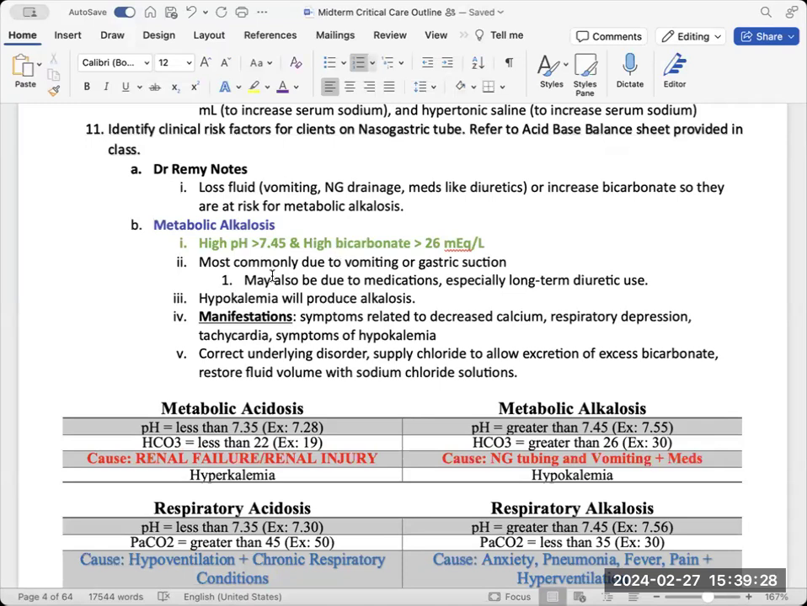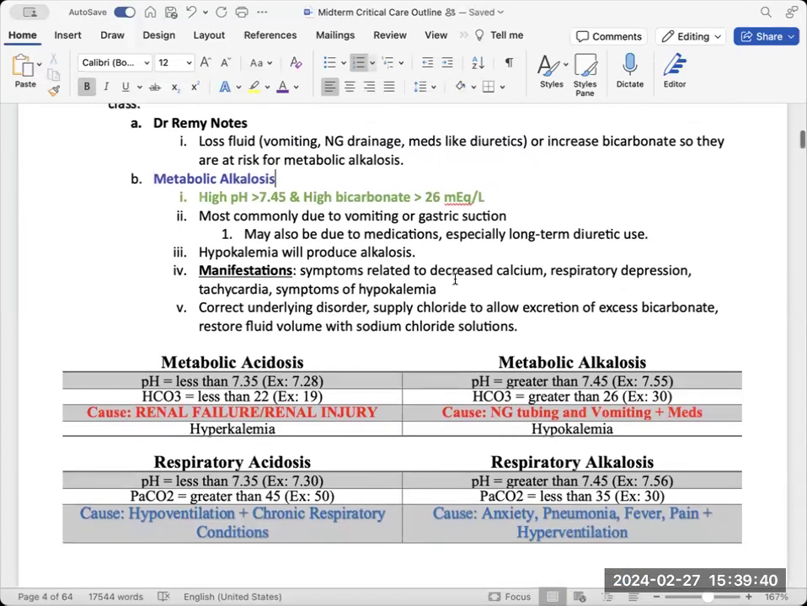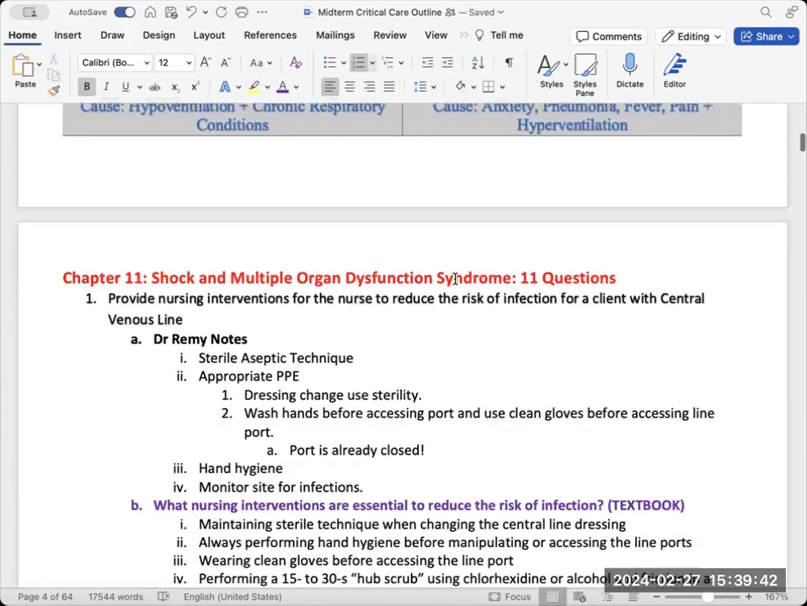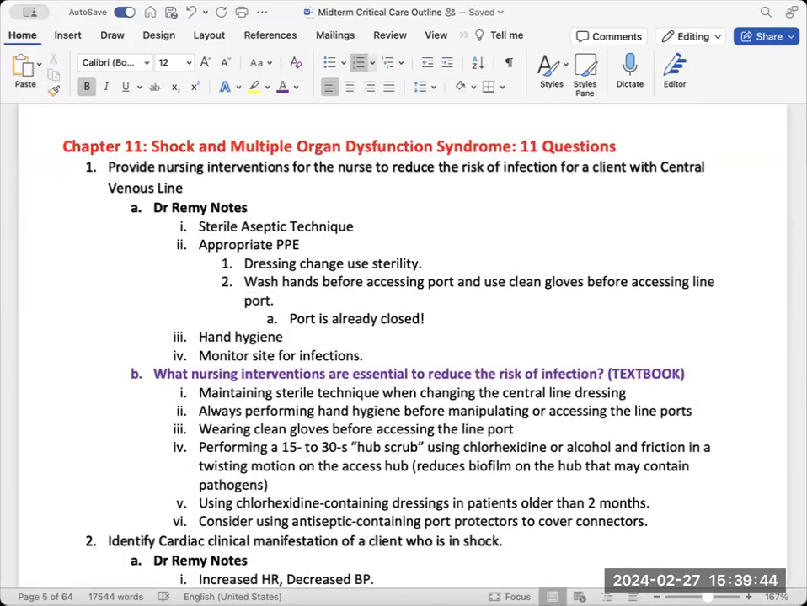And so, like I said, risk factors, think of anything that relates to fluid loss. So NG drainage, vomiting, medications like diuretics and things like that. Okay? All right. So that's it for fluid and electrolytes. We could start getting into shock if nobody has any more questions.